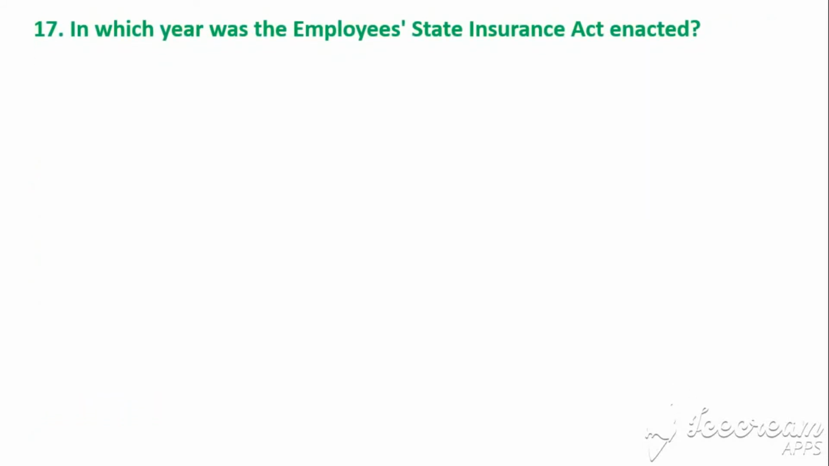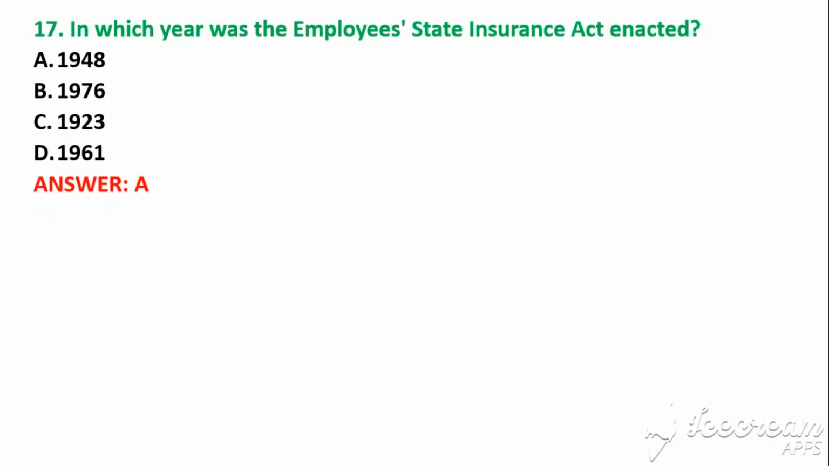In which year was the Employees State Insurance Act enacted? The ESI Act was enacted. Yes, you have already said the answer, right? 1948. So in 1948, the Employees State Insurance Act was enacted.